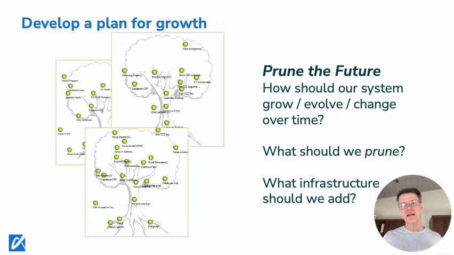Finally, the last activity that we would advocate, and this one you want to bring your business leaders and your product managers and product owners into, is Prune the Product Tree, which is going to focus on the organic growth of your solution. How should our system grow and evolve and change over time? What elements can we prune or remove? And what infrastructure can we add in the roots to support our tree? Once you've got these data, you're going to be more prepared for the event.